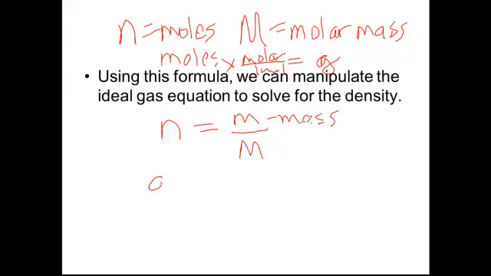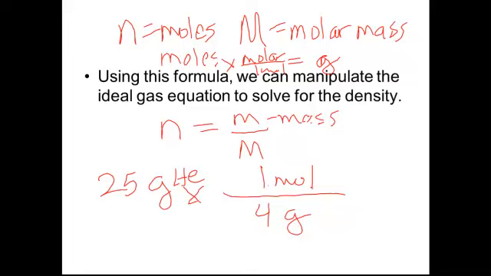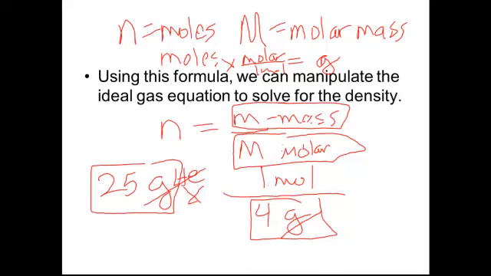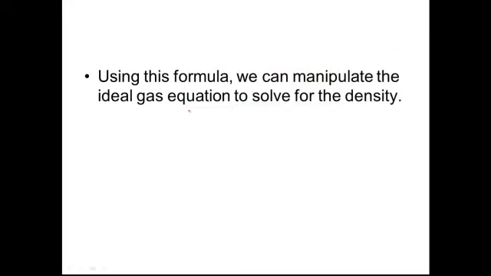So if you have grams, say we have 25 grams of helium, to convert that to moles, you put your 4 grams on the bottom and your 1 mole on top, so your grams will cancel. We're taking the mass, little m, and dividing by big M, which is the molar mass, and that gives us the moles of the gas, which is our letter n. So n moles equals mass over molar mass.